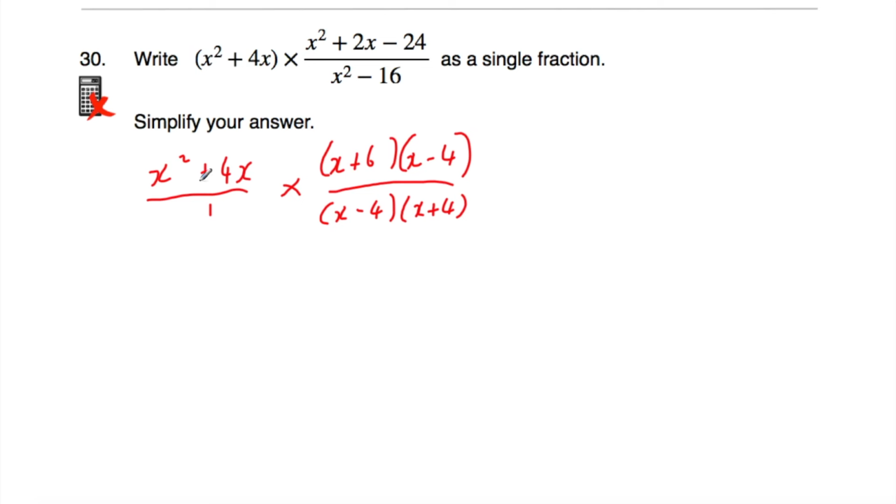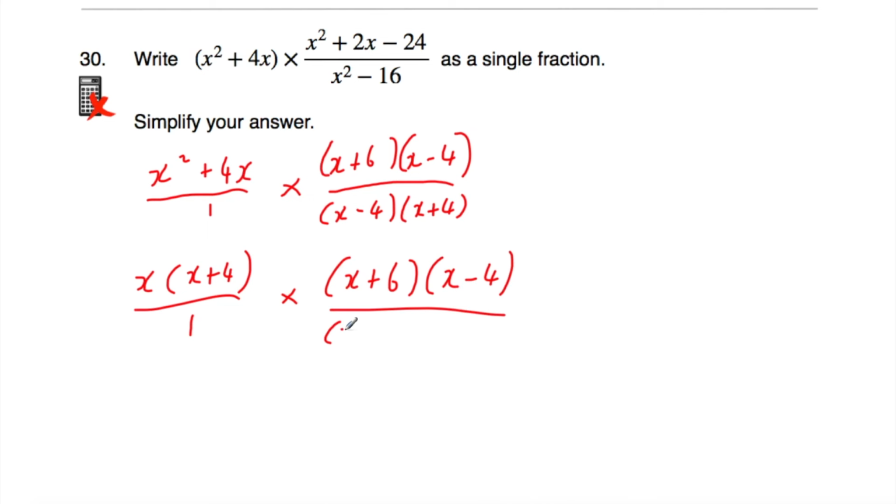Okay, now let's actually have a look at this numerator. That can be factorized as well. So that'll be x(x plus 4) over 1, just taking the x out there, multiplied by (x plus 6)(x minus 4) over (x minus 4)(x plus 4). Now at this point, we could cancel down and then multiply.